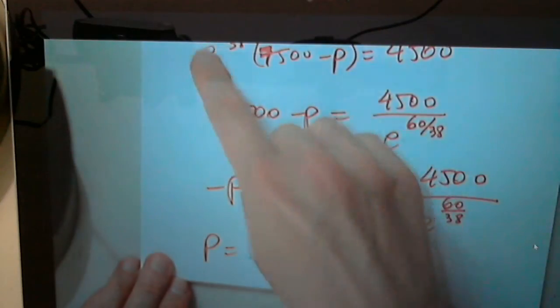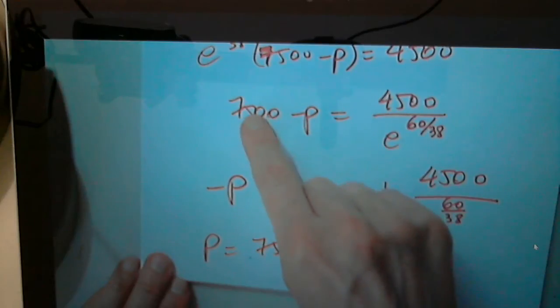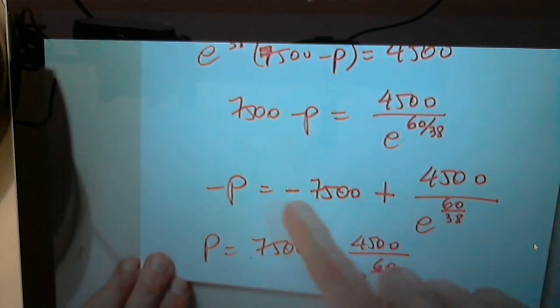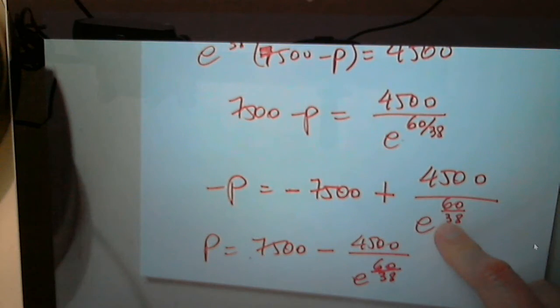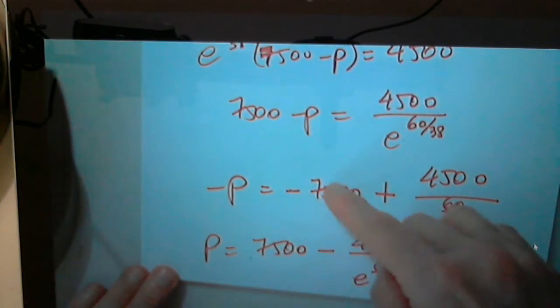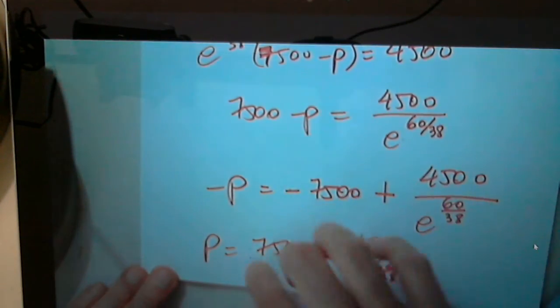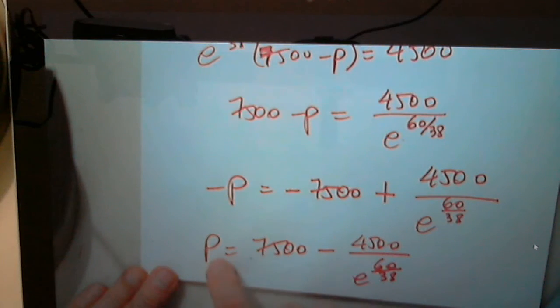Yes. So to clean it up step by step, and then I subtracted 7,500, and then I multiplied both sides by -1. Or divide both by -1. This by -1, this by -1, this by -1. Same thing. Now we have to plug this in the graphing calculator and get p.